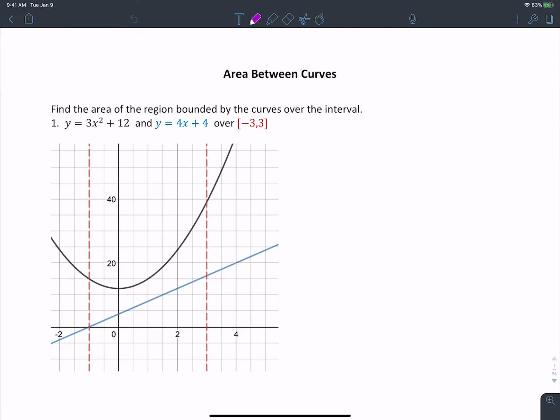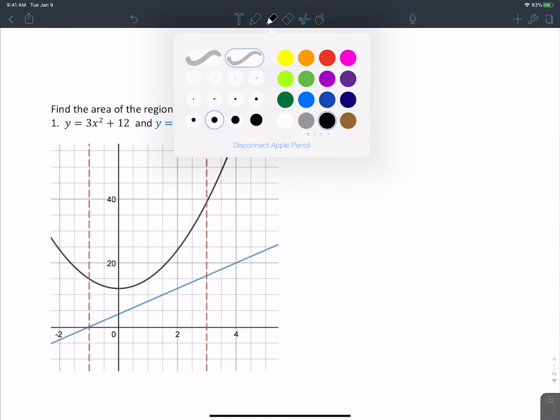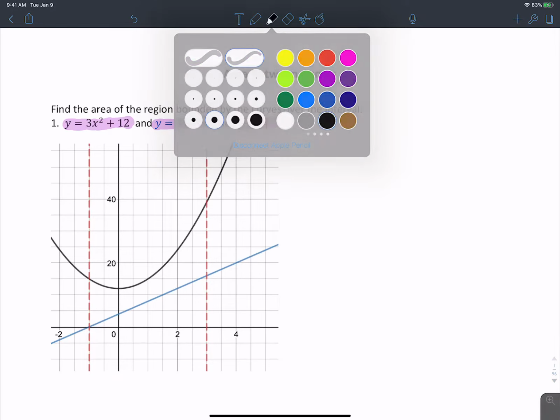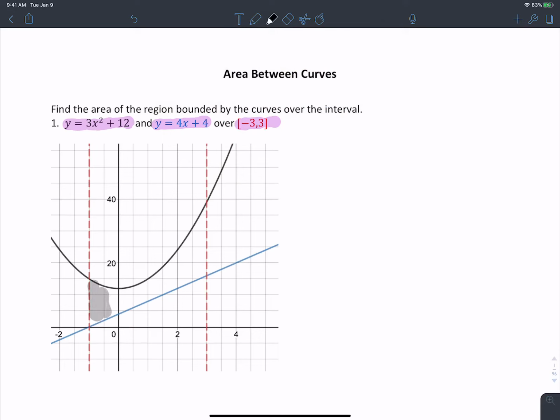All right, so take a look here again. We have the quadratic curve here, that's on top, and we have the linear curve that's on the bottom. And we have our interval from -3 to +3. So we're trying to find the area between the two curves here. So here's this area.